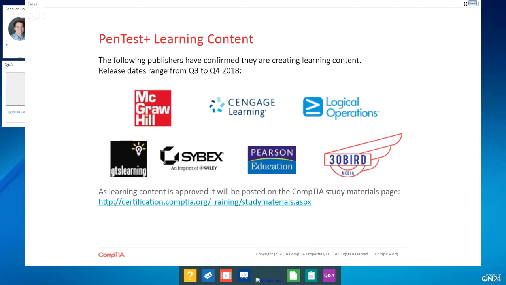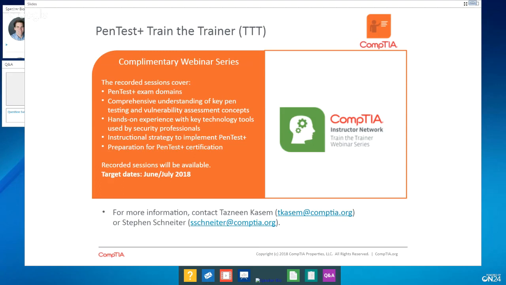Next is the Train the Trainer. We have a great CompTIA instructor network. It's run by Tasneem Kasem and Steven Schneider. They do a fantastic job. I was part of the trainer they did for CSA Plus, which is now CySA Plus. And it was really fantastic. We got really good feedback from the instructors who took it. It goes over 2 months. They're planning on doing this in June and July, right before the exam is released. That's good because we'll probably have labs and content that can be used for that.